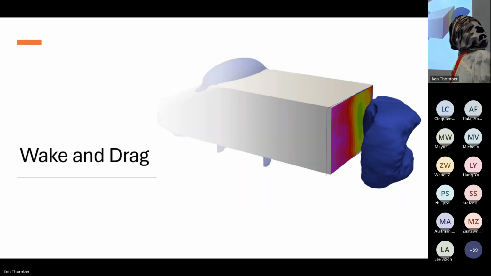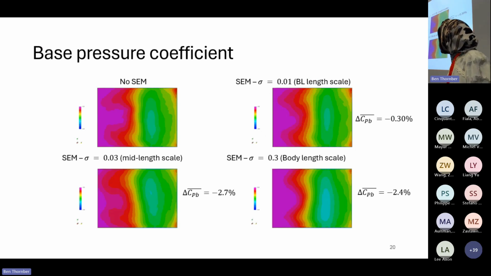And finally, if we do a quick comparison for the wake and drag in the presence and absence of SEM, for the base pressure, the base CP, we can see that in terms of distribution there are not many differences between all cases, and the presence of SEM decreases the base pressure, with a max reduction of 2.7% for the mid-length scale.